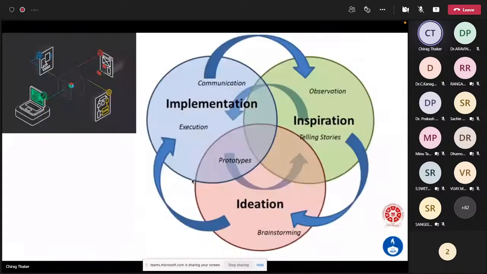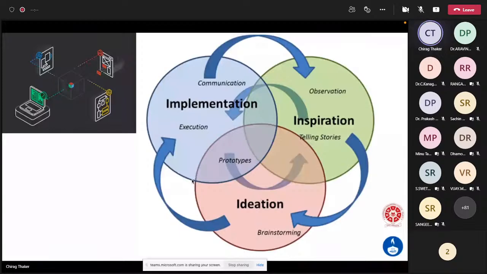So this is iterative, and that's why this, so that the previous slide becomes very clear. It is all about inspiration, ideation, and implementation. Again, 3 I. Inspiration comes from observation. It is all about telling stories. And all stages are closed. You go to ideation phase. Ideation is all about brainstorming and prototypes. And prototypes fall with execution in the implementation part. And when you implement, communication and again observation. So this is a loop system.